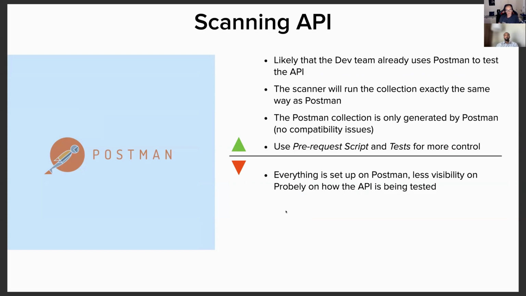One of the disadvantages of using Postman is that everything is set up on Postman. So when you upload a Postman collection on Prodia, there's not really much visibility on Prodia's side on how the API is being tested, because Prodia will just run the collection. Authentication and everything needs to be in the Postman collection. You don't have to configure anything on Prodia's side.